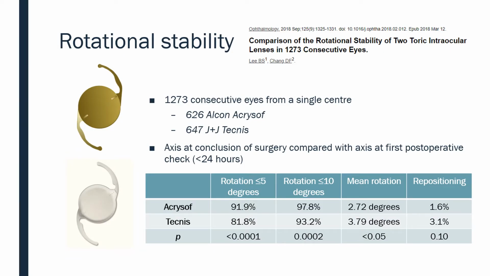Brian Lee and David Chang from California published a comparison of the two most commonly used toric IOLs, the RCOphth and the J&J Technis, looking at the axis at the end of surgery compared with at the first postoperative check. They found that the rotational stability was significantly better with the RCOphth, with 10% more rotating 5 degrees or less, although both lenses performed pretty well. Mean rotation was less than 4 degrees with each lens, and the repositioning rate, as you can see, was low.